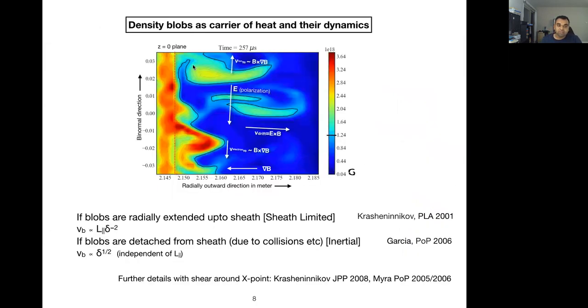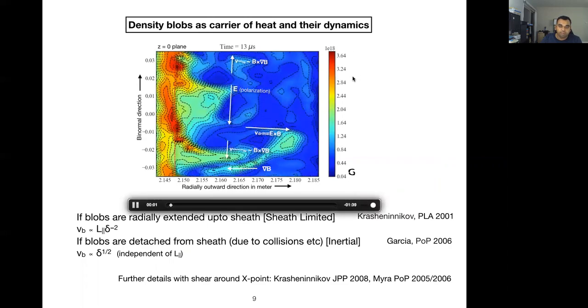And further, we try to measure the density blobs. The density blobs are known to be the primary carrier of heat. So we need to know their dynamics, their velocity, their correlation functions, etc. So as I mentioned, they typically shear off from the separatrix region, which is this red dotted line, and they propagate in the far SOL region with the E cross B velocity.